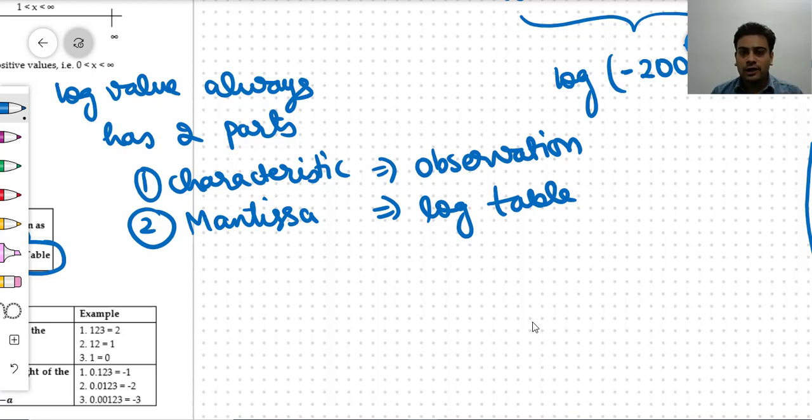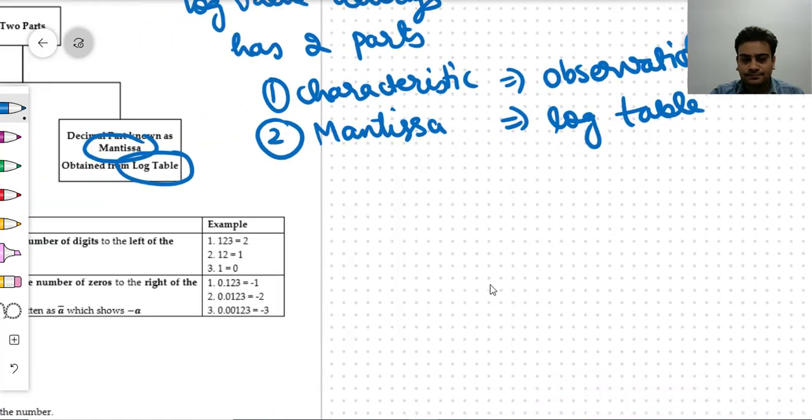So whenever you need to find the log value of any number, you first need to determine two things. First is characteristic and second is mantissa. For characteristic you just need to observe the number, and from observation you will find the characteristic value, and the mantissa you will usually find from the log tables. Okay, so first we'll talk about characteristic.